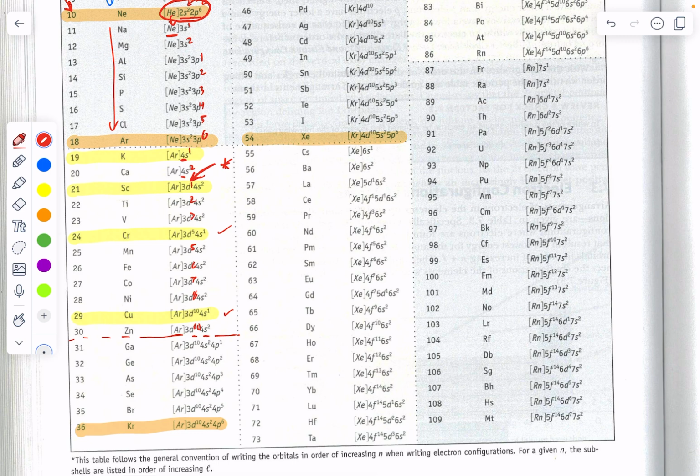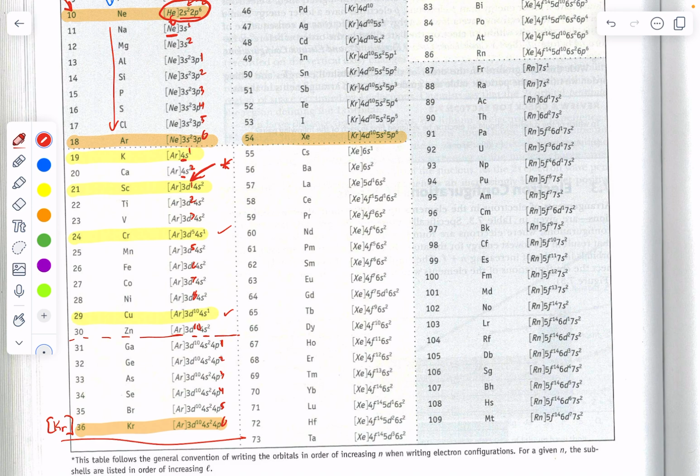We already have the 4S. According to the periodic table, after the 3D comes the 4P. We already have the 2p and the 3p, so we're ready for the 4p. And you can see we've got 1, 2, 3, 4, 5, 6. That fills up the p subshell. That gives me an inert gas configuration of krypton that looks like this. And we're ready to move to the next row.